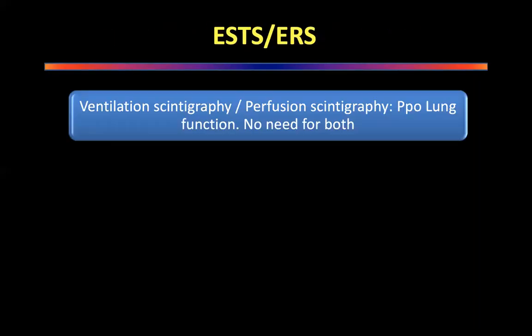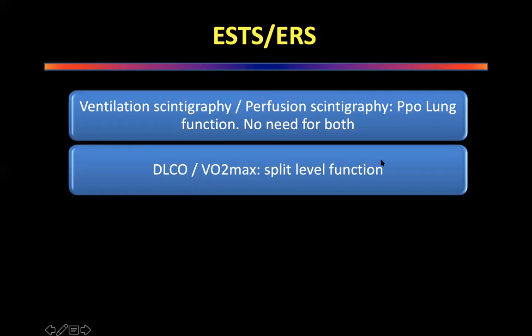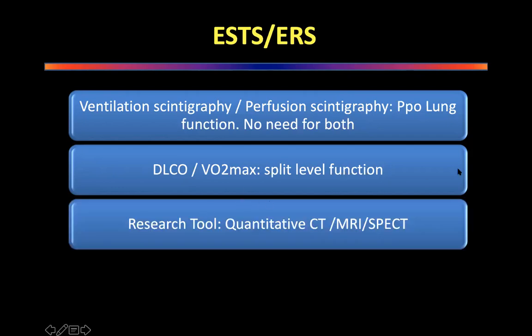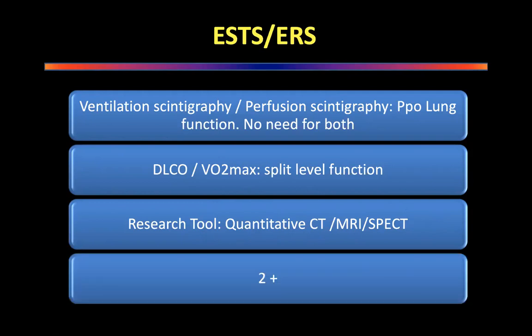Ventilation perfusion scans, people were asking me. It is important. You can do one or the other, but nowadays it's so easy to do both. So most of us do both. This is the split level function. You were asking me what is split level function? It is the DLCO and VO2 max, and splitting the VO2 max into less than 20, more than 20, less than 10. That is called split level DLCO functions. And you can use this for recommending the patient for surgery. But quantitative CT, MRI, and SPECT scan are not yet part of the guidelines. So they are used as research tools, but they are not part of the guidelines. Okay, so that's the level of academia.